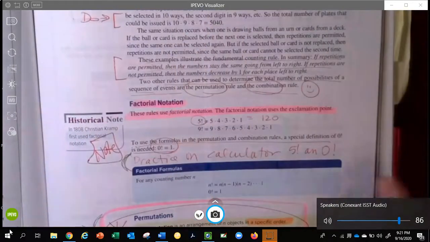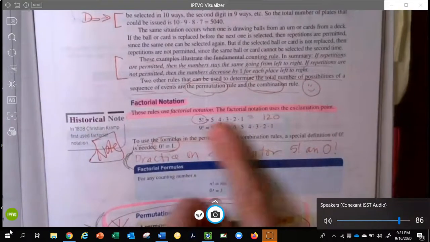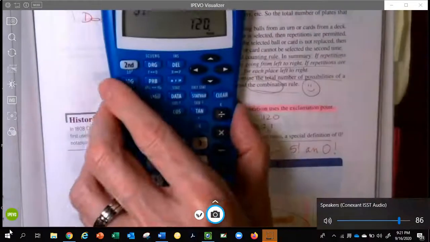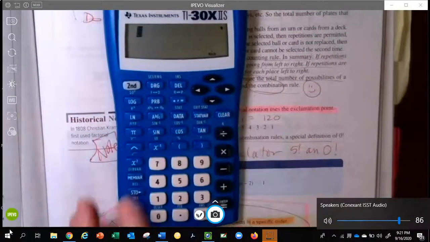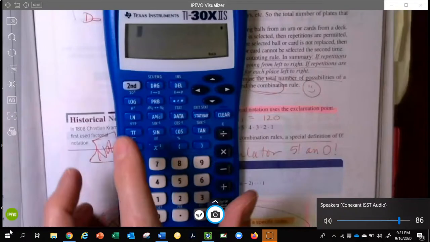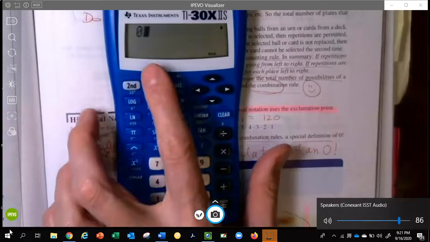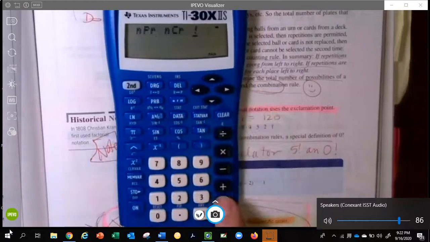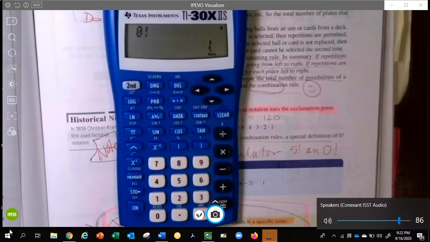I wanted to show you how to punch in the number on your calculator. Let's do 0 factorial. I would pause or just throw out a guess what you think it's going to be. There's my 0. I got to go to probability. Go over a couple of spaces, hit enter. Now hit enter again, and voila, it's 1.